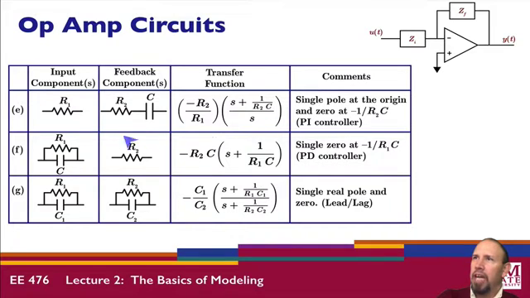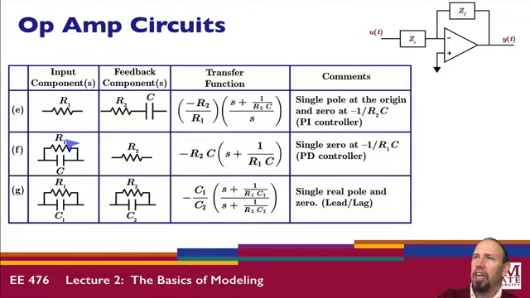If we have, instead of parallel, a series connection, then notice we get s plus something over s. So this is like a PI controller. When we study PI controllers, this is one way of implementing a PI controller. So notice I get a 0 over s.